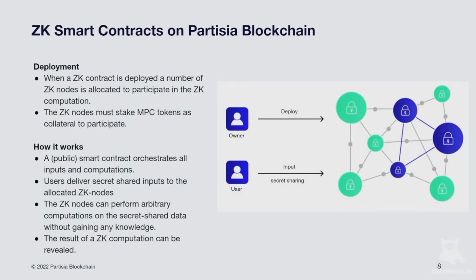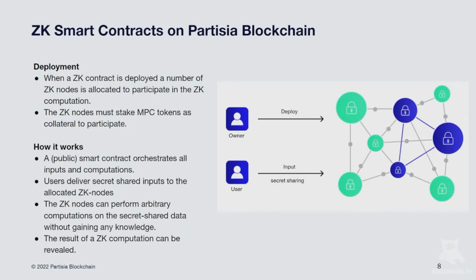So just to dig one step deeper, I'll tell you what happens when you actually put a smart contract on Partisia blockchain that has some CK parts in it. When you deploy the contract on the blockchain, a number of nodes are allocated to participate in the computation that you want to run.